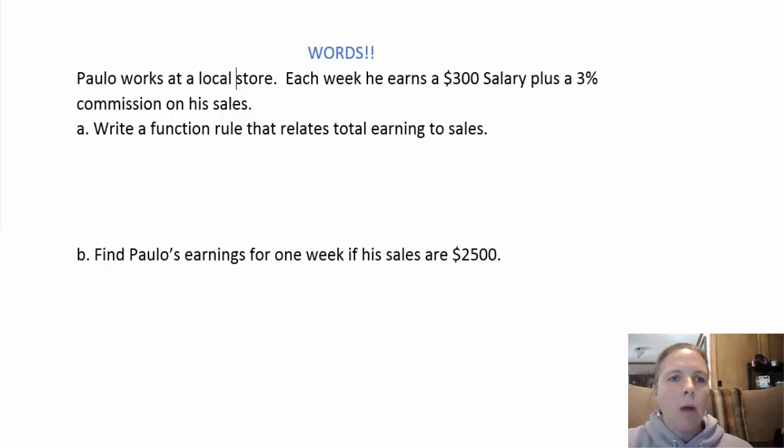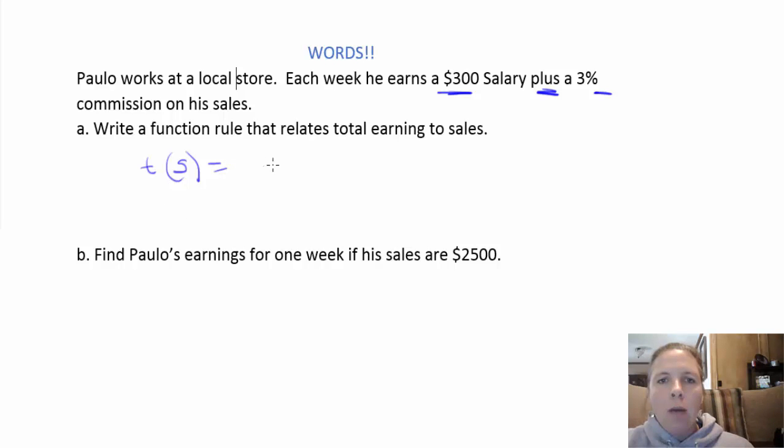Okay, so number one, Paulo works at a local store. Each week, he earns $300 salary plus a 3% commission on his sales. Write a function rule that relates total earnings to sales. So what this means is your total earnings relates to sales. So total earnings, parentheses, sales, that's your f of x. You don't necessarily have to do that on these. I'm not going to count off. If you wanted just to write y equals, that's fine.